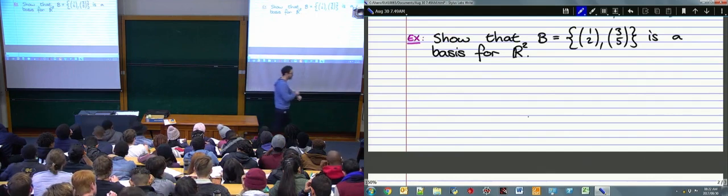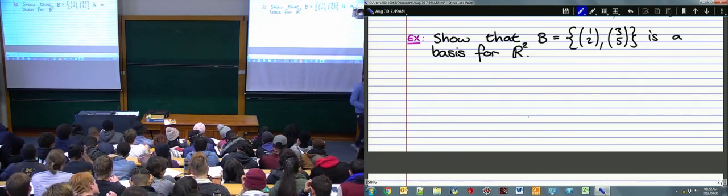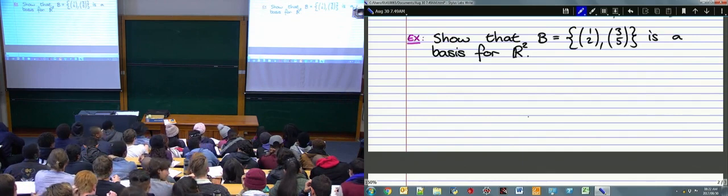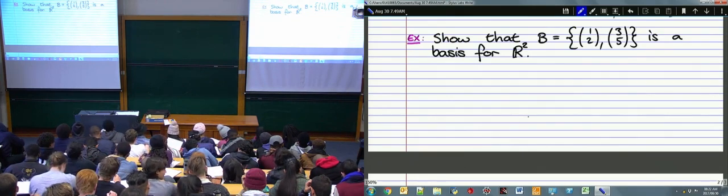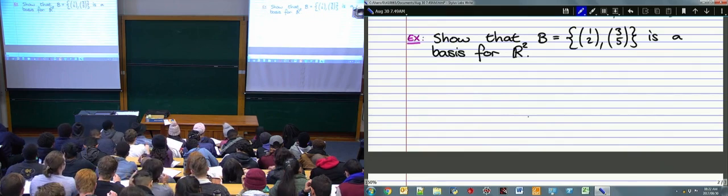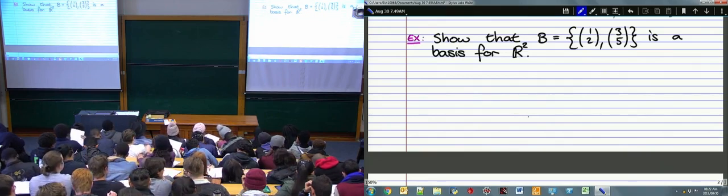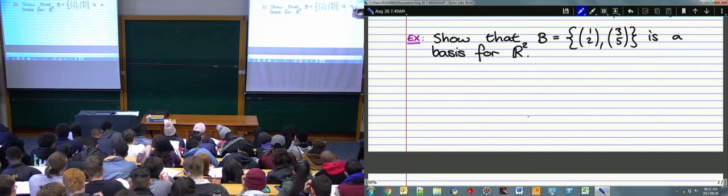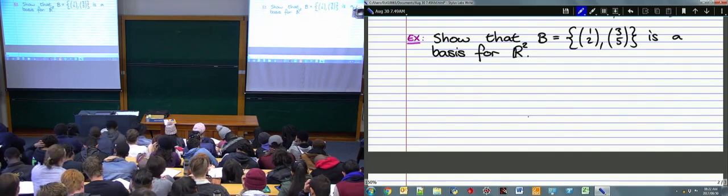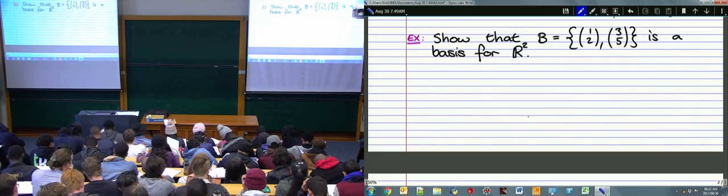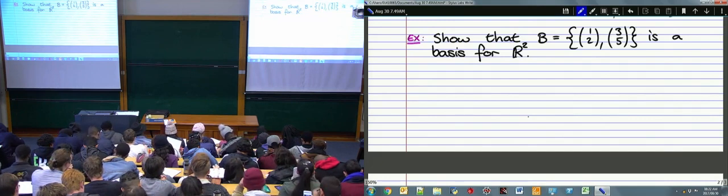You can take 5 minutes to do this, and I'll walk around. If you want some help getting started, just stick up your hand. But basically, you're going to do exactly the same thing that we did in the previous example. You've got to show that this set generates all of R2. You've got to show that this set is linearly independent, and that's enough to show that it's a basis. It's pretty straightforward. The only difference is that we're going to have to do a tiny bit of Gauss reduction, which we didn't have to do in the previous case.